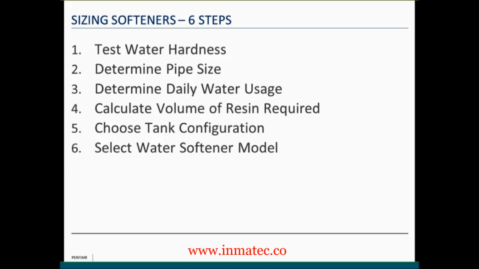Then we need to determine how much water they use daily so we know how much hardness they're going to need to exchange during that day. From that information, from the hardness and the water usage, we're able to calculate the amount of resin we need to satisfy that. And then we choose a tank configuration based off of those numbers, whether it's single or twin, based on the customer's needs. And then we select a water softener from there.